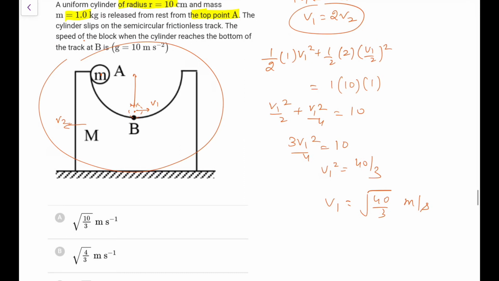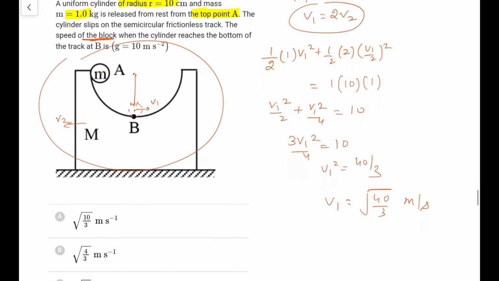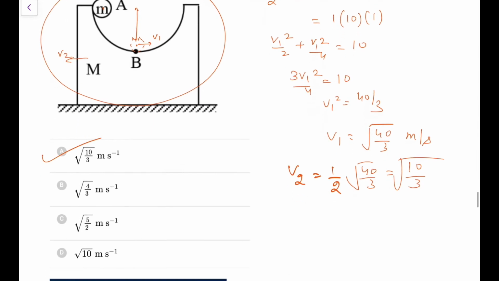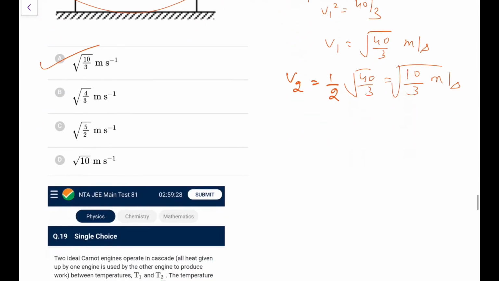No option is seen. Let me check it. Okay, you have to find the speed of the block. So the speed of the block is half of this, that is half of root of 40 by 3, so it comes out as root of 10 by 3. So the answer is A, because we are asked for the block's speed, so it is root of 10 by 3.